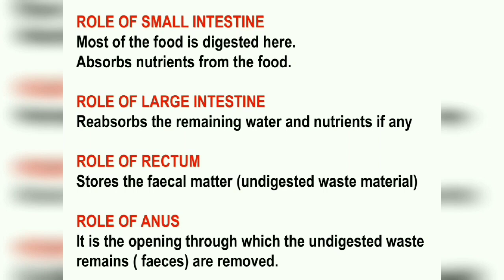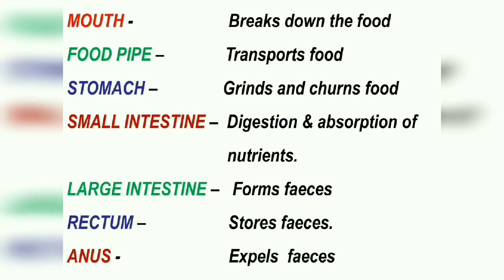Then it goes to the large intestine. Whatever water is left is absorbed. If some nutrients remain, they are also absorbed. Only the waste is left. This waste goes to the rectum. The rectum stores this waste till it is removed. And the anus is the opening through which the waste is removed. Waste is also called feces.